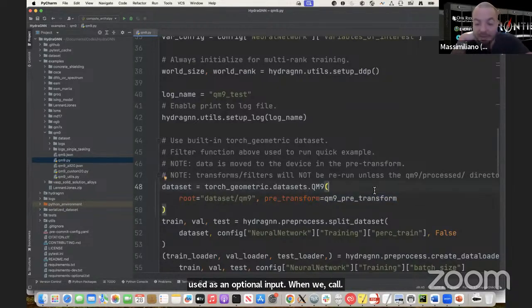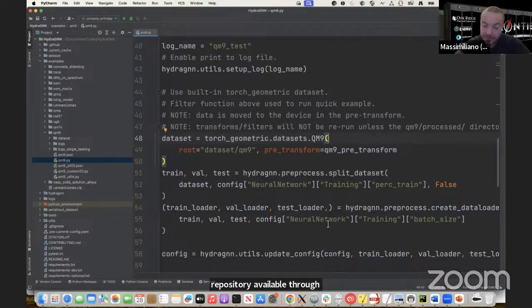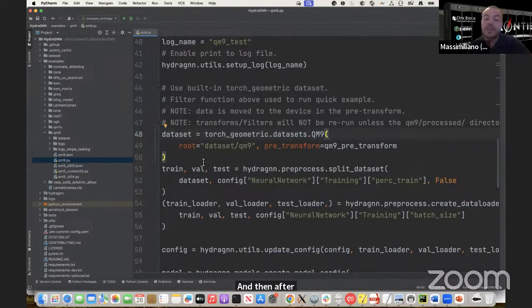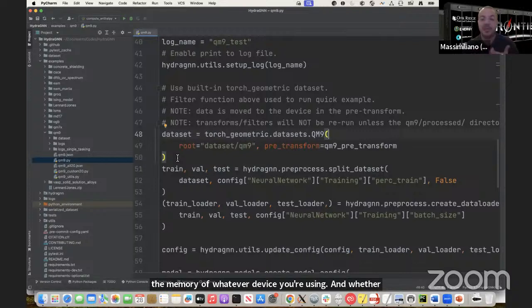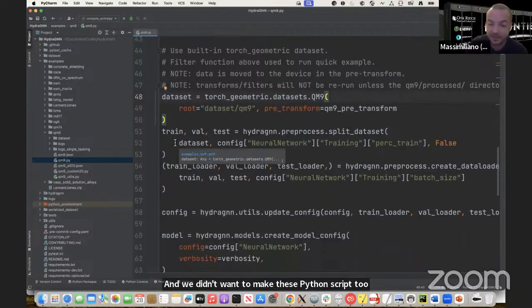And so while we download the data from the remote repository available through PyTorch Geometric, we are automatically pre-processing every data sample. And then after the dataset has been fully loaded, since QM9 is relatively small, after we execute the line 48, the entire dataset resides on the memory of whatever device you're using. Whether it's a laptop or the memory of a GPU or the memory of a compute node of the supercomputer. We didn't want to make this Python script too complex because QM9 is relatively small in size. So you can very easily fit the entire data set within whatever memory of the computer that you're using.